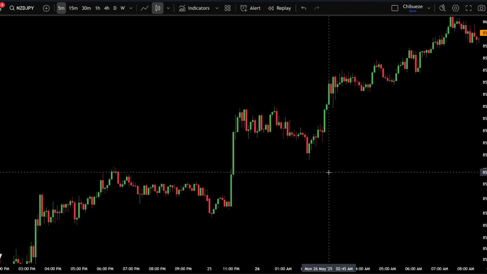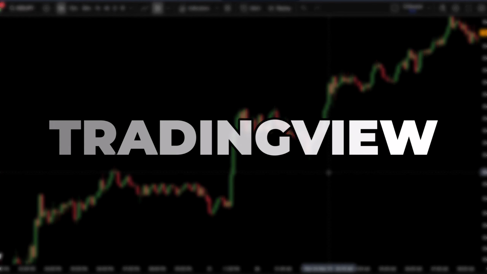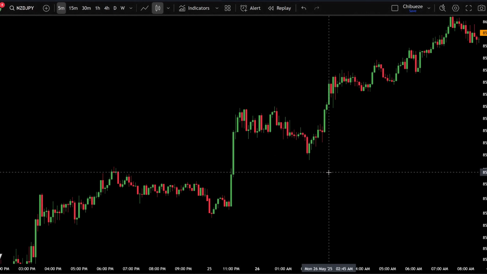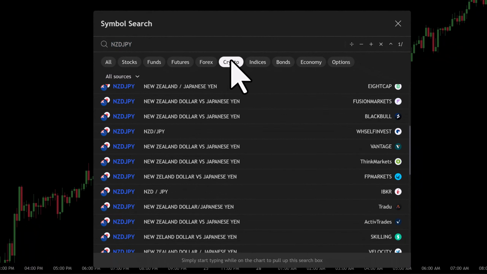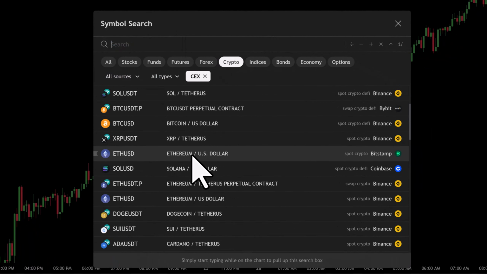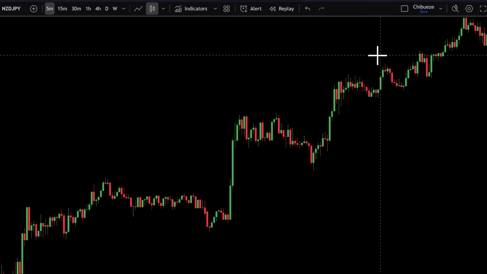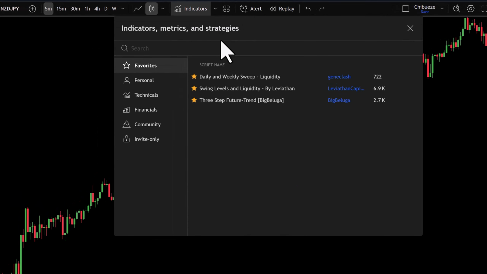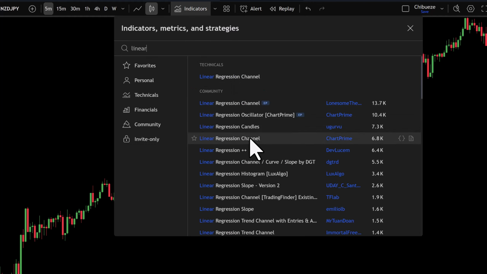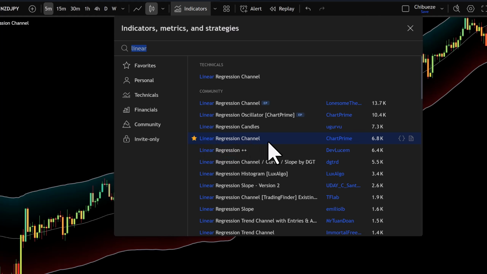Now, to get started with this indicator, you first of all head over to TradingView. That's the charting platform I'm using here. Once you're on TradingView, just load up whatever chart you're interested in, your favorite stock or crypto pair. Then click on the Indicators button at the top, and in the search box, type in Linear Regression Channel. You're looking for the one that was published by ChartPrime. Go ahead and click on that to add it to your chart.